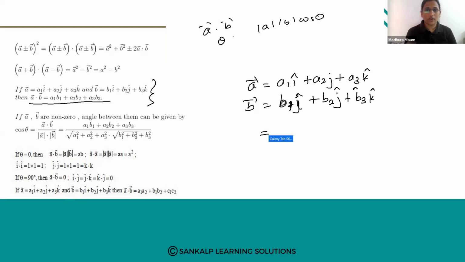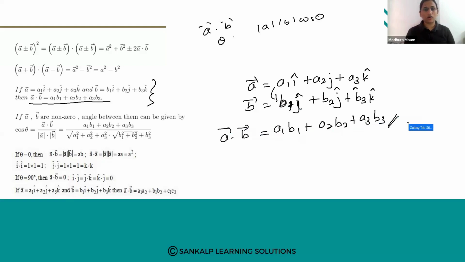So, vector components you will not get, and you have to multiply the scalar components component-wise. That is, A1 with B1: A1 B1 plus A2 B2 plus A3 B3. You can clearly see that it is free from the vectors and it is a scalar quantity. Component-wise you have to multiply. Okay, fine. Next result.